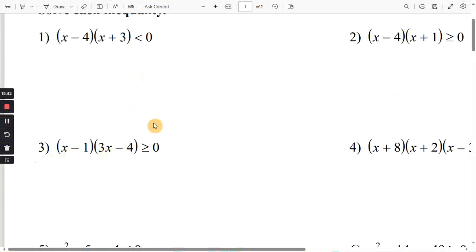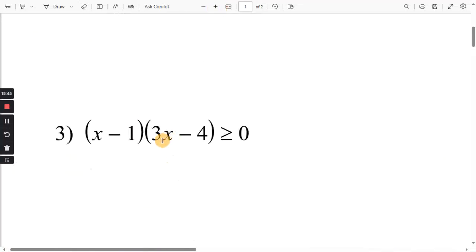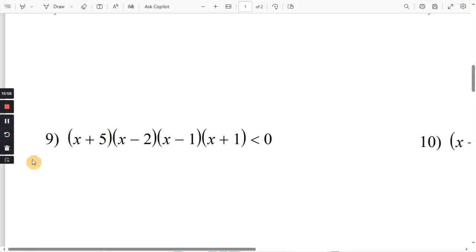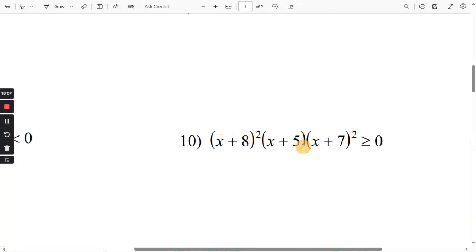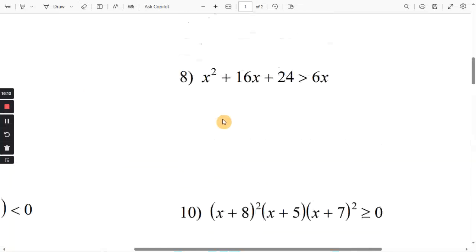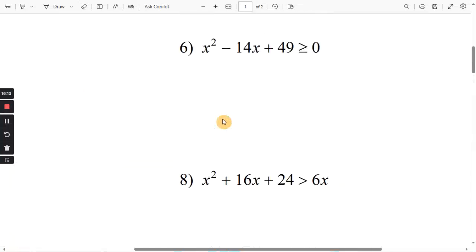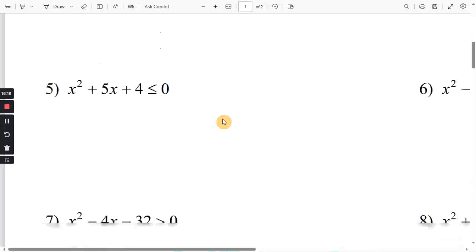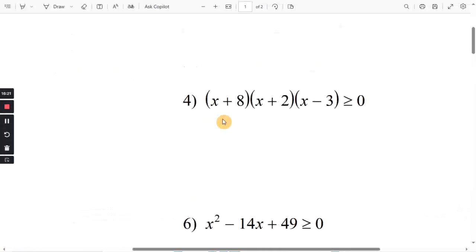All right, so number 3, that's almost the same thing. Only thing is you're going to get a fraction here. All right, but everything else works the same. You don't have to plug in a fraction. Number 4, you're just going to have more zeros to plug in. Number 9, same thing. You're just going to have more numbers to plug in. You're going to have more zeros, so you have to plug in the numbers in between. And same with number 10. It doesn't matter that it's squared. You can still plug in the numbers. Okay, but the ones you have to worry about here, yes, for 5, 6, 7, and 8, you have to factor them.